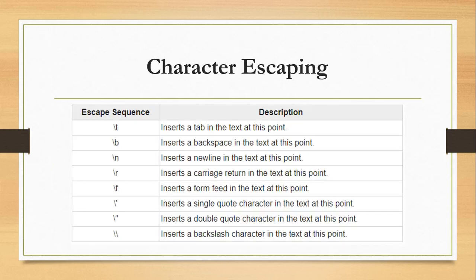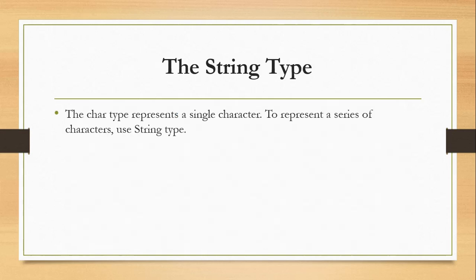Escape characters. In Java, we use a special symbol called backslash, together with the character that needs to be escaped. So this refers to a control sequence. The examples would be backslash t, backslash b, backslash n, backslash r, backslash f, backslash single quote, backslash double quote, and double backslash. The char type represents a single character.